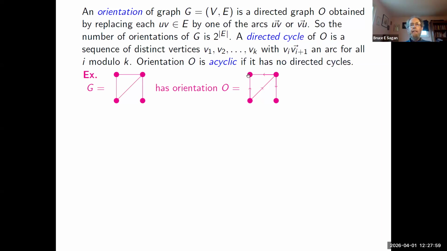No, it's acyclic. Right? So we call it acyclic if it's got no directed cycles. Think about it. This edge clearly can't be part of a cycle. So we could only have a cycle if we go around this triangle. But any way I try to do that, I get into problems, right? If I go counterclockwise, that arc is fine, but this arc is not. And conversely, if I try to go clockwise, I run into problems with this arc. So this is acyclic. Everybody see that that's acyclic?